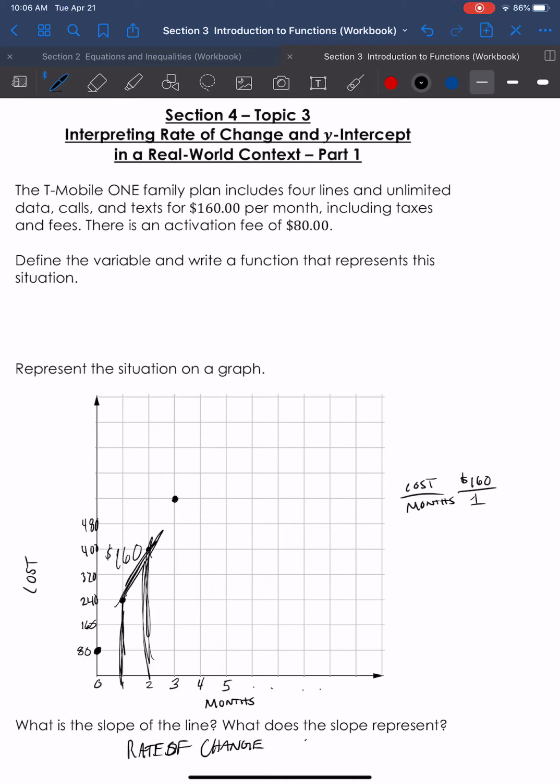And that is our cost per month. What is our Y-intercept? Well, that's where the point crosses the Y-axis, and that's our starting point. So the Y-intercept represents the activation fee. That's where all of our costs started at. So that's how we are going to define our rate of change, our slope, and our Y-intercept in the real world setting.